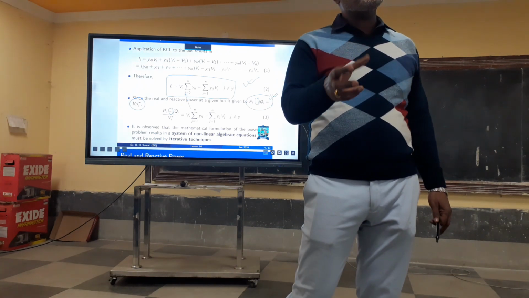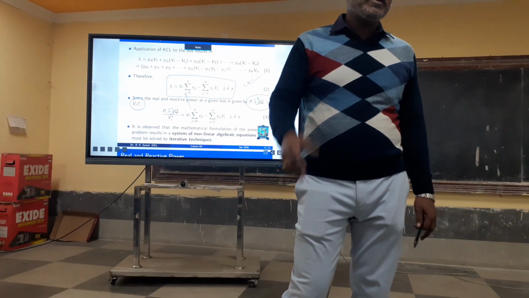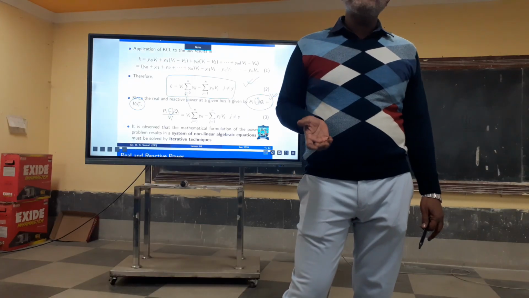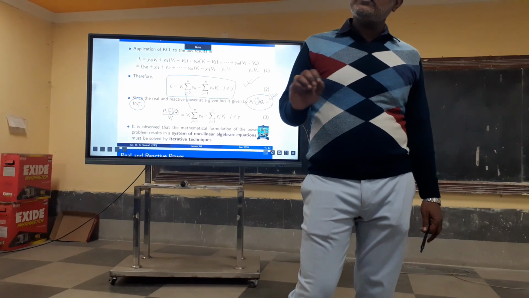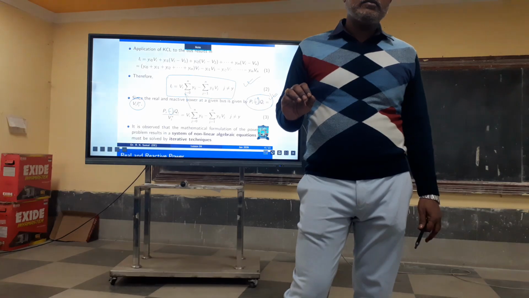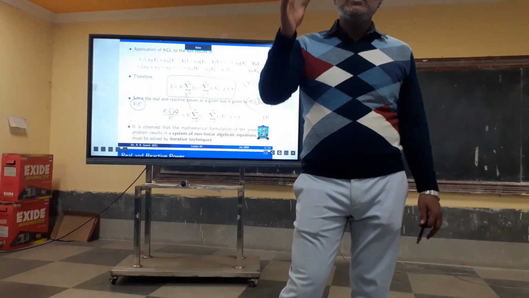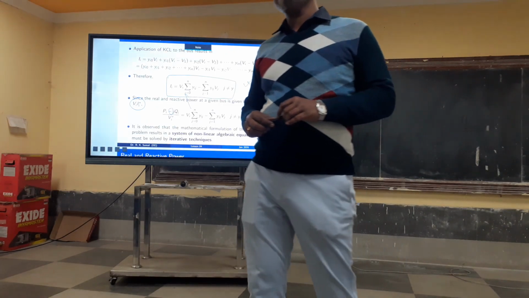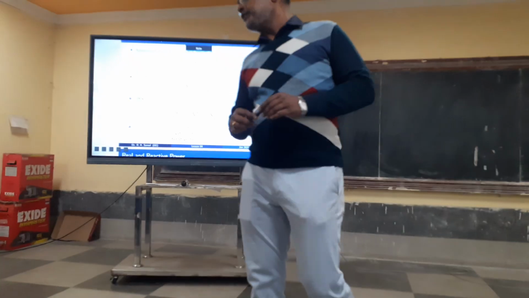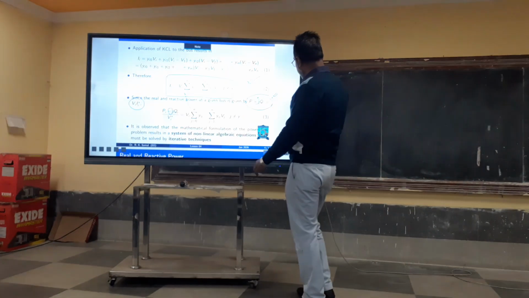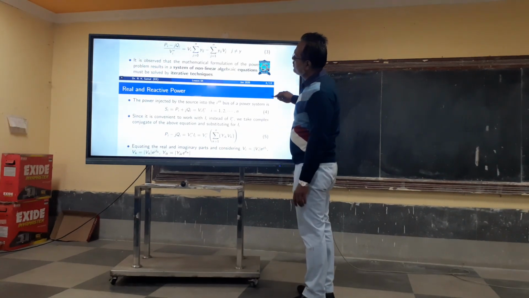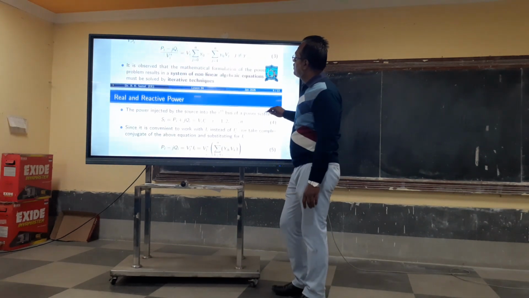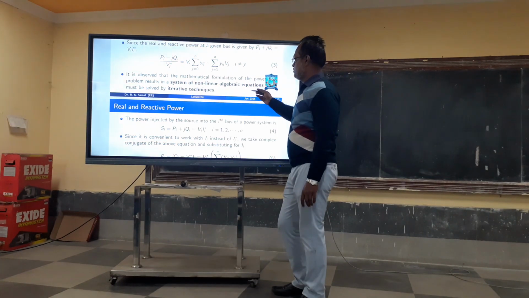Now this is at the core of all the algorithms that implement load flow. But since the size is large, it is very clumsy and time-consuming. Earlier it was done by hand on paper, 30-40 years back. Then some network models came. But after the arrival of the digital computer, it is done on computers. Okay. Next, what do you observe about the power flow equations? It is observed that the mathematical formulation of the power flow problem results in a system of non-linear algebraic equations.